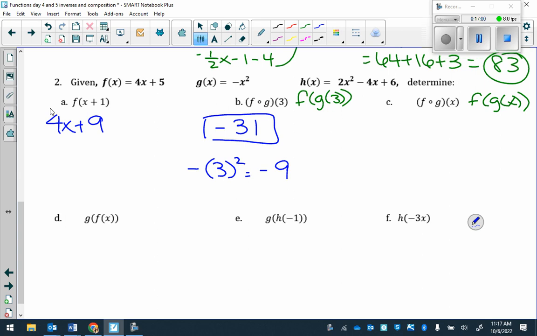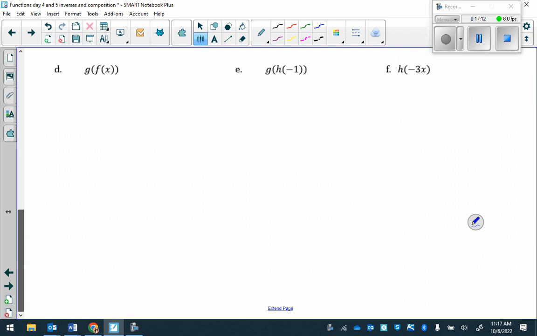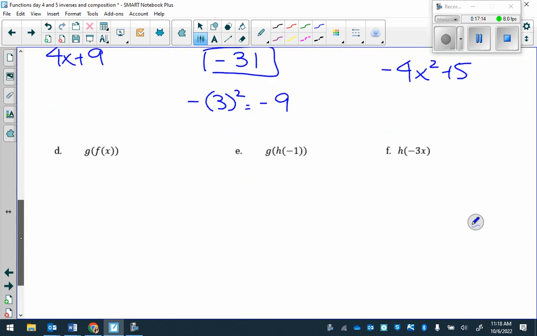Liz? Positive or negative? Oh, negative. Squared plus 5. Are we good? Okay. Now we get to D, E, and F, which can be a little tricky.